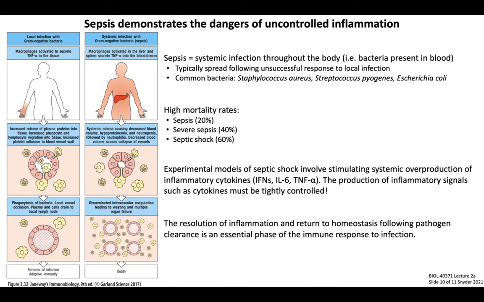And again, this brings up a central theme that we've harped on a couple times by now, that the proper resolution of inflammation and the return to homeostasis following infection is a really essential phase of an effective immune response. And here it's demonstrated by the fact that the production of inflammatory signals such as cytokines needs to be very tightly controlled.